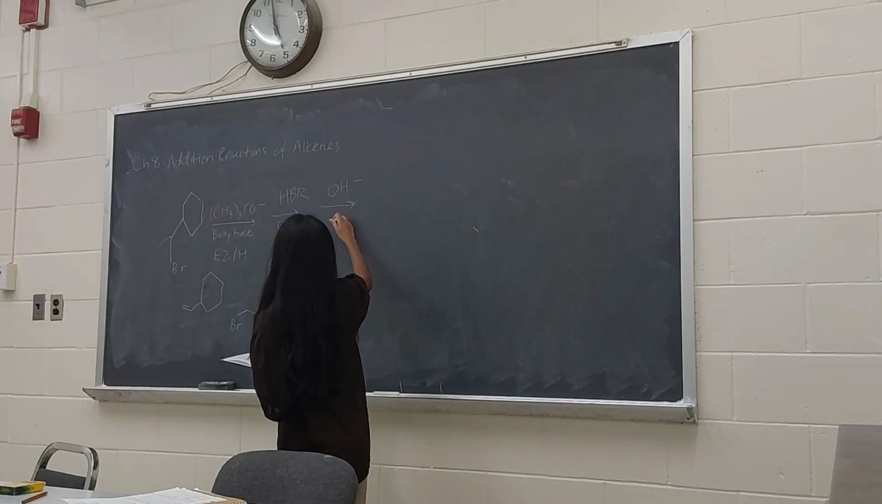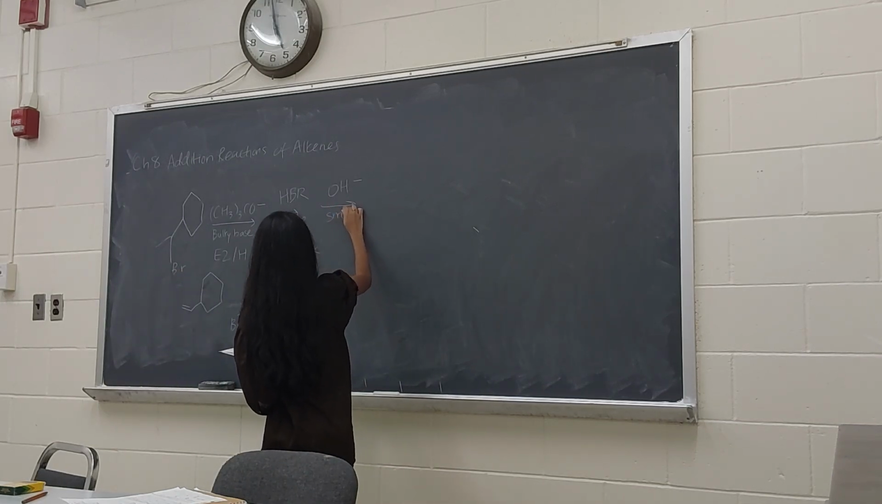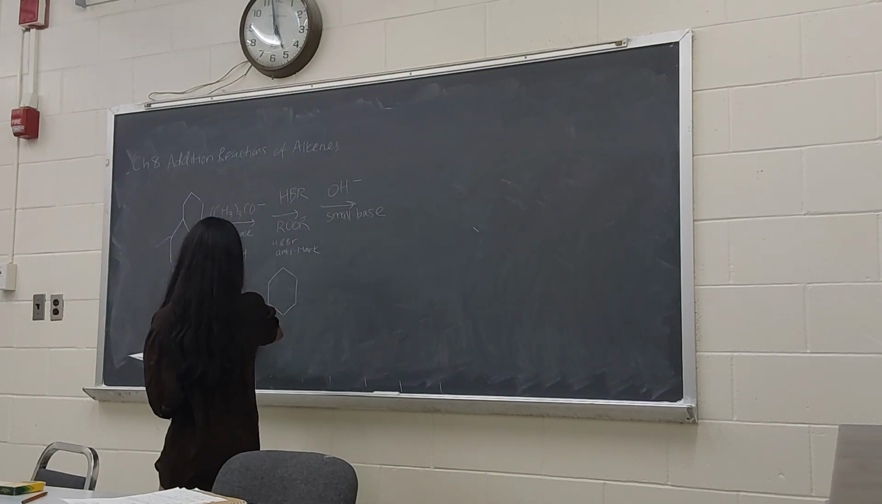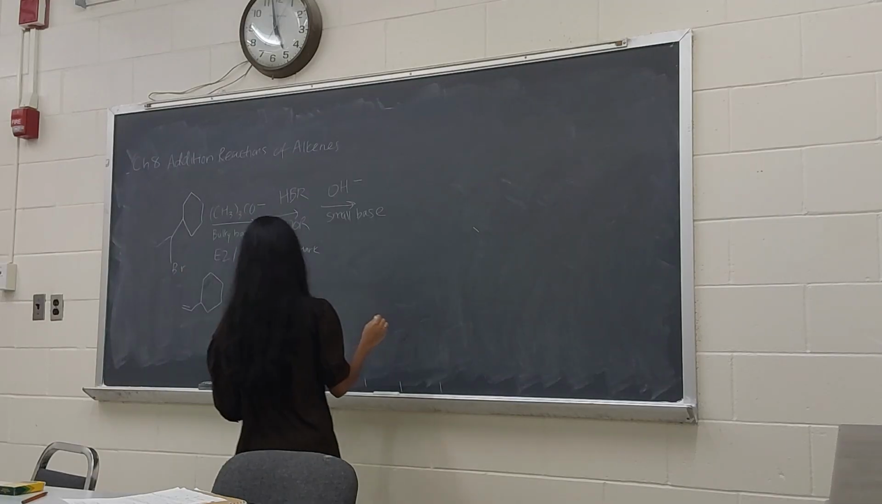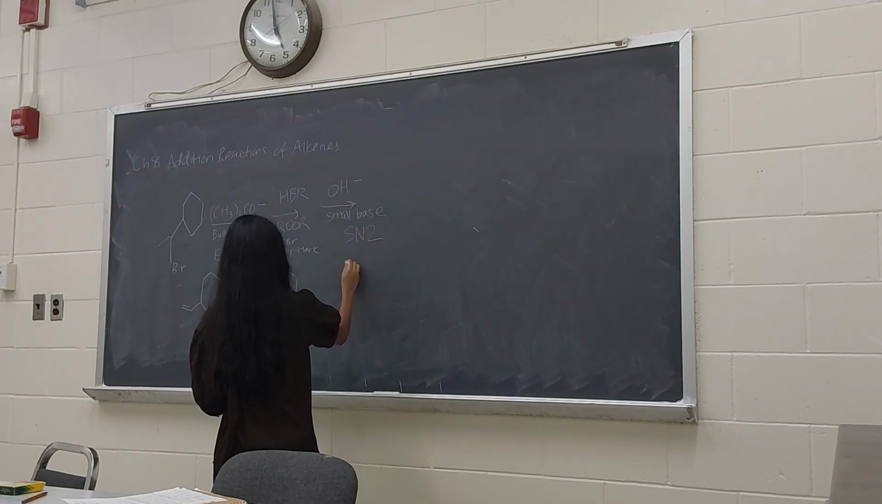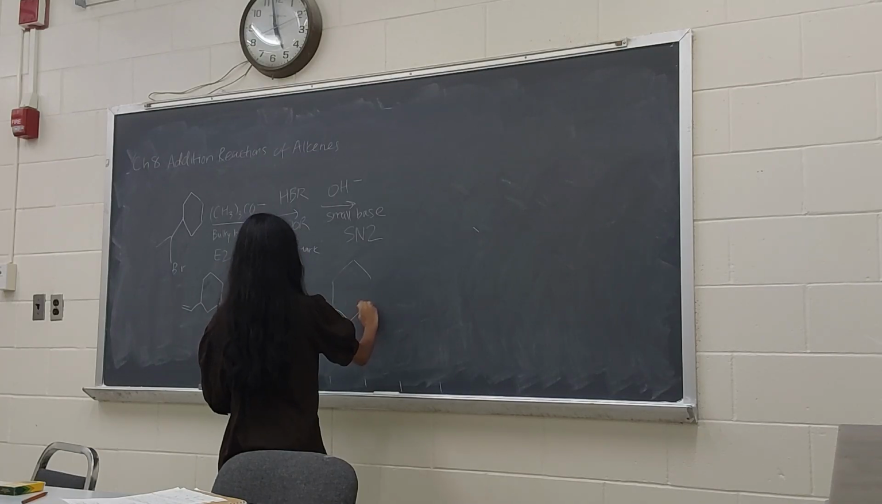And then OH we said was a small base. In this case, the Br is primary, right? So primary small base is SN2. So we're just going to replace the Br with an OH.